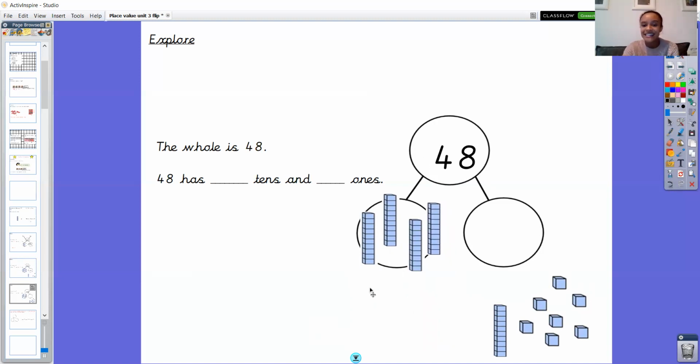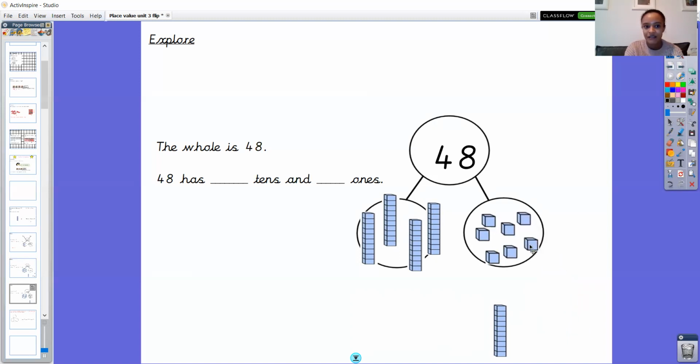So we counted the 10 sticks and I want to count how many there are all together. So counting our tens. 10, 20, 30, 40. Okay, we've got our 4 tens, our 40. Now we want to put in our 8 ones. So can you count those with me? 1, 2, 3, 4, 5, 6, 7. Oh no, I've not even got enough. 8. There we go. So I've got 4 tens and 8 ones.